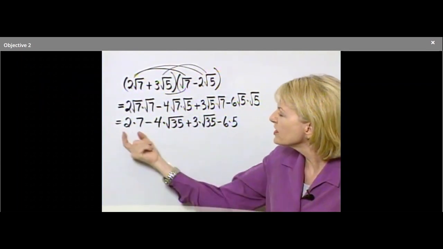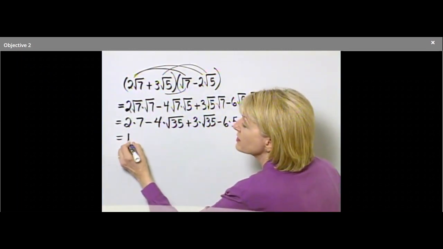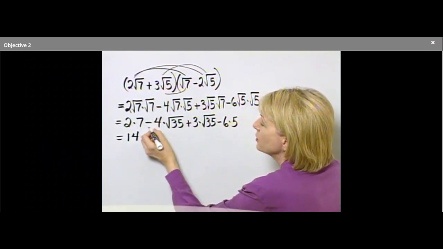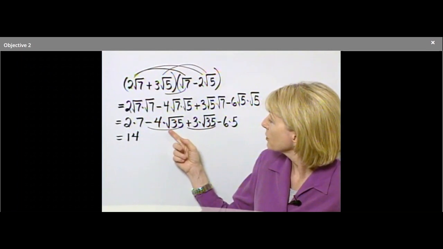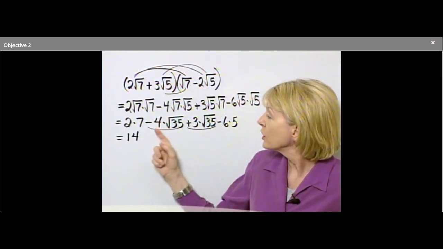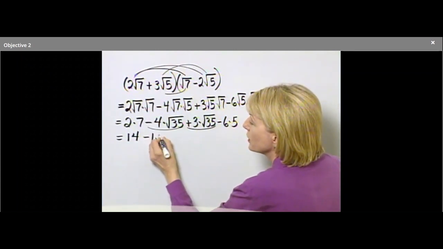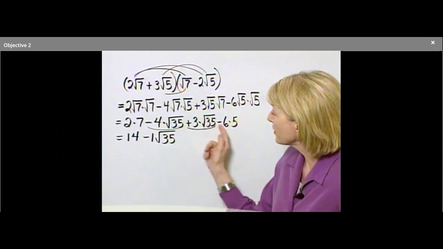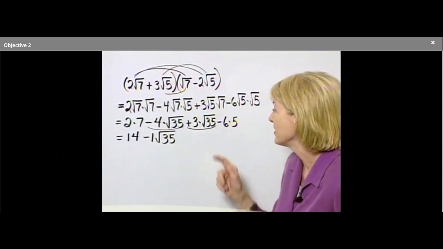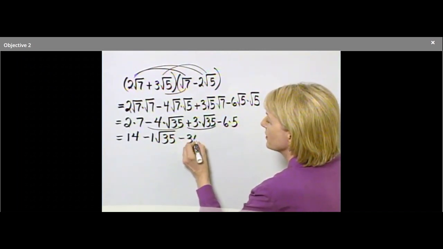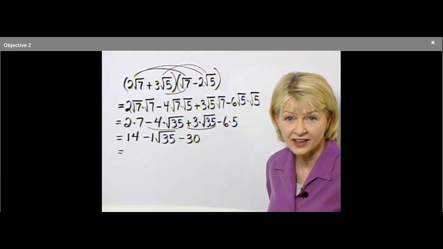Now let's continue. We're just simplifying each term as much as possible for the moment. 2 times 7 is 14. Notice these are like terms. Negative 4 square root of 35 plus 3 square root of 35. What is negative 4 plus 3? That's negative 1 square root of 35. And you know why they're like terms? This index is the same as that, and the radicand is the same as that radicand. And then minus 30. Is there any more simplifying that can be done?